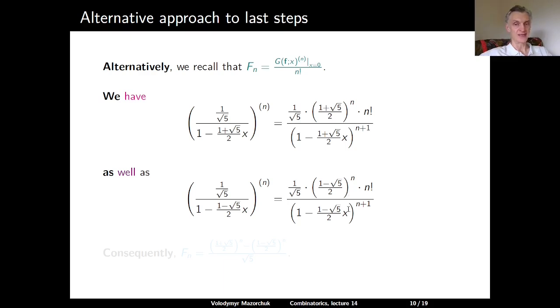And now when we evaluate x to 0, the denominator becomes 1, so we can forget it. And we have to divide by n factorial, which kills this n factorial in the numerator. What remains is the usual expression for fn, 1 divided by the square root of 5 times the difference between 1 plus the square root of 5 divided by 2 to the power n and 1 minus the square root of 5 divided by 2 to the power n. So now we have computed this expression for fn in 3 different ways, and in 2 different ways using the generating functions.